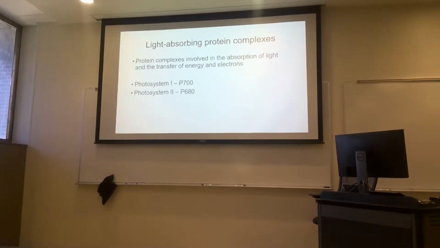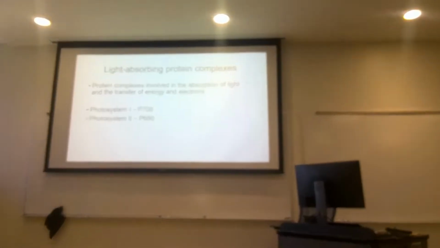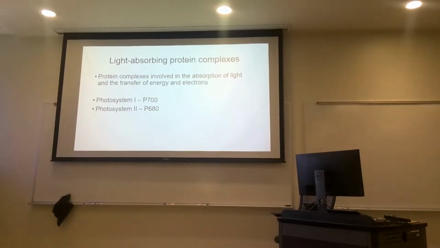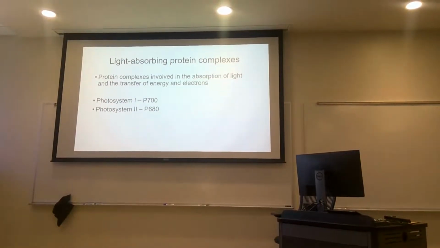So when we think about the protein complexes, there are two of them. One is photosystem 1, called P700, and the other is photosystem 2, called P680.